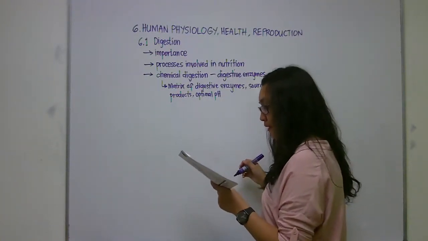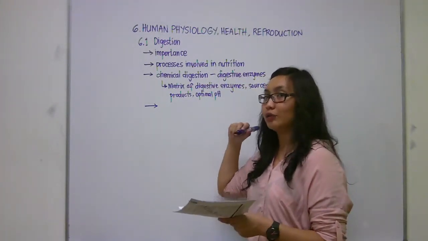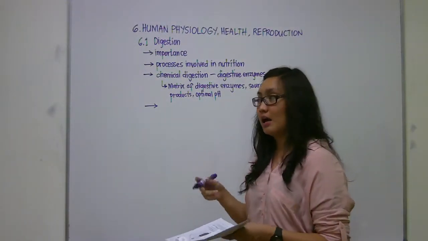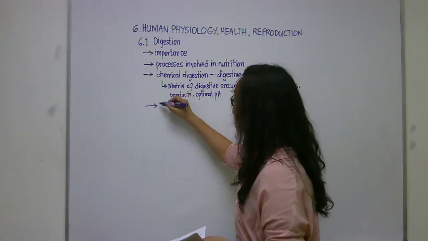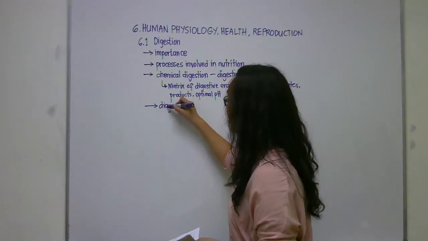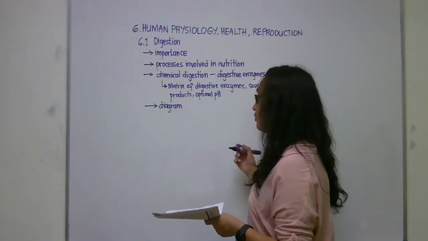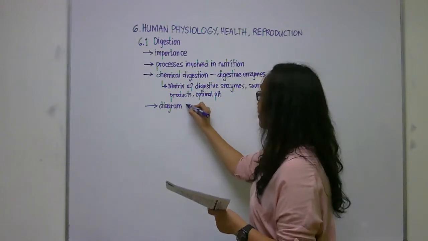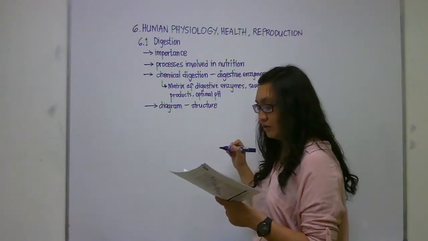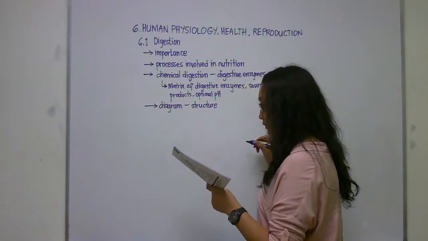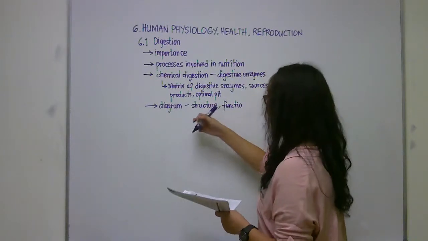Right after that, it is also important that students know how to draw the diagram, because it's one of the learning objectives required by IB. So they need to know how to draw the whole digestive system, or the alimentary canal. Under the diagram, they need to know the structures, starting from the mouth and all the way down towards the anus.